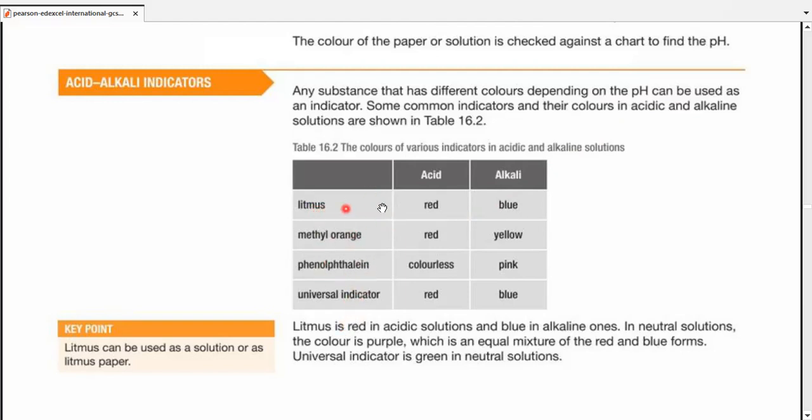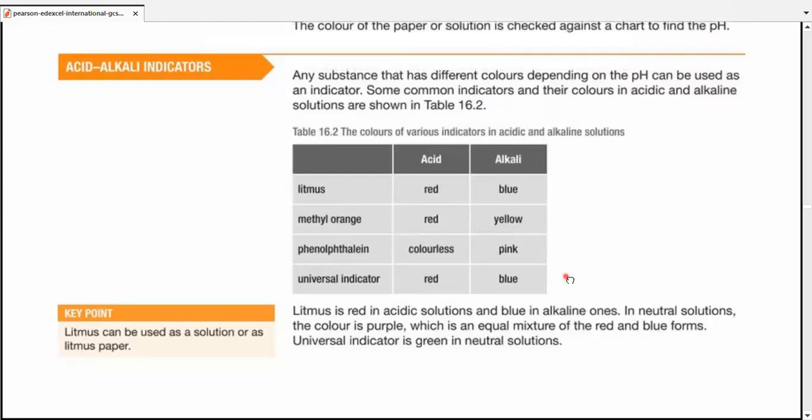For example, litmus shows red color in acid and blue color in alkali. Methyl orange shows red in acid, while it shows yellow in alkali. Phenolphthalein shows colorless in acidic and pink in alkali. Universal indicator, however, is the best. It shows red in acidic and blue in alkali. However, this blue can be as dark as violet or indigo.